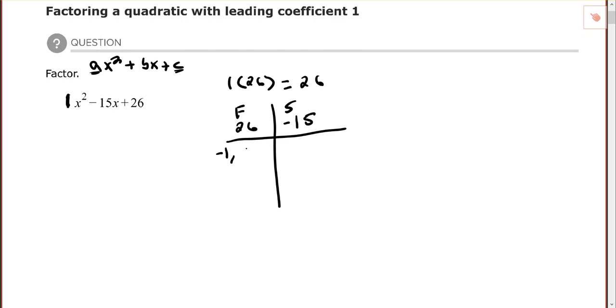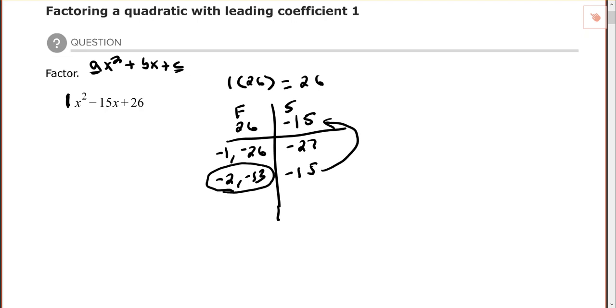So I know that negative 1 times negative 26 is positive 26, but negative 1 plus negative 26 is negative 27. So that pair of numbers does not work. 2 will go into 26 13 times, so negative 2 times negative 13 is positive 26. Negative 2 plus negative 13 is negative 15. So that works out. That's what I needed. So this is the pair of numbers that I'm going to work with. It's negative 2 and negative 13.